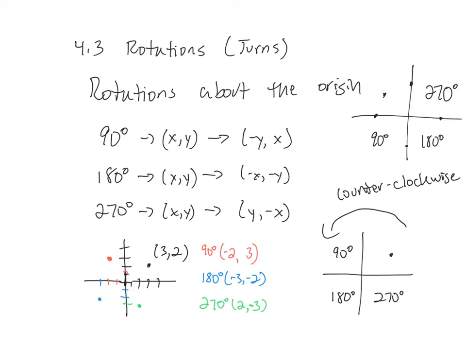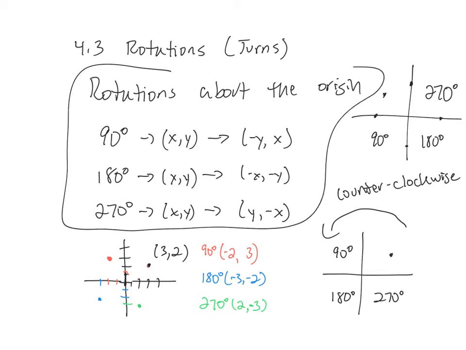This is really important to remember, because many of your problems are going to talk about rotating about the origin. So that's a huge thing to remember. 90 degrees, switch them, and the y is negative. 180 degrees, just make both of them opposite. 270, switch them, but the x part, the number, becomes negative when you switch it.